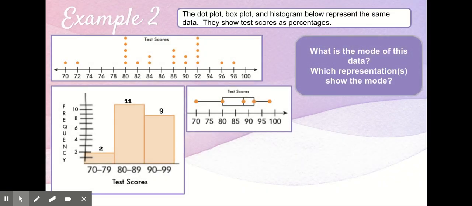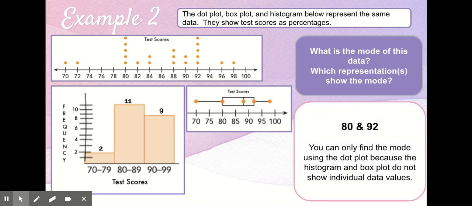What is the mode of this data? Which representation shows the mode? In this case, I see in the histogram that 11 students fell between 80 and 89, but I don't know what the actual test score was where most students scored. So I can use the dot plot, and I see that 5 students scored 80 and 5 students scored 92%. You can only find the mode using the dot plot because the histogram and box plot do not show individual data values.